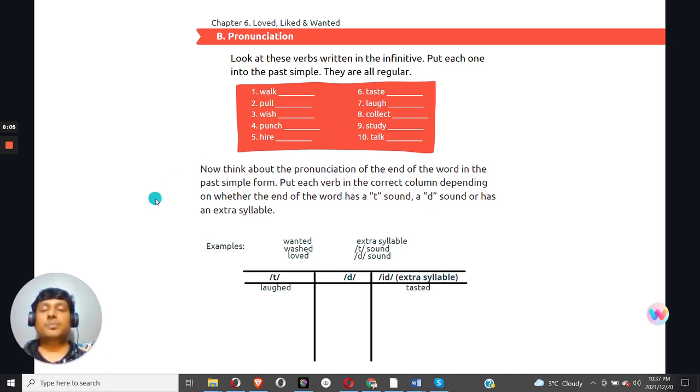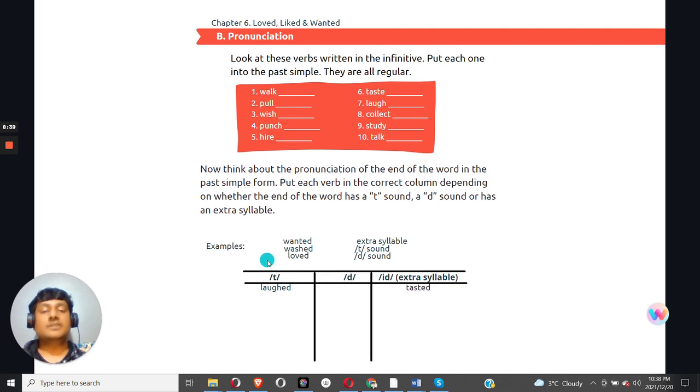Okay, now we are prompted with another instruction which says to think about the pronunciation of the end of the word in the past simple form. And it says to put each verb in the correct column depending on whether the end of the word has a T sound, like washed. That's an example given to us. Washed has a T sound, but if you look at wanted, it's got an extra syllable for sure, and also it has a D sound, wanted, T-E-D sound.